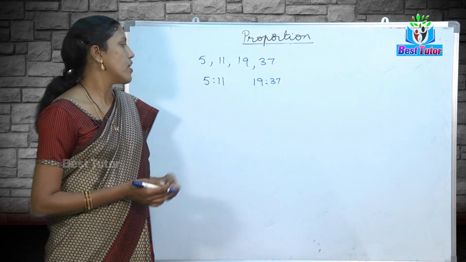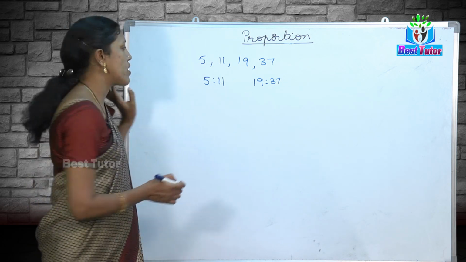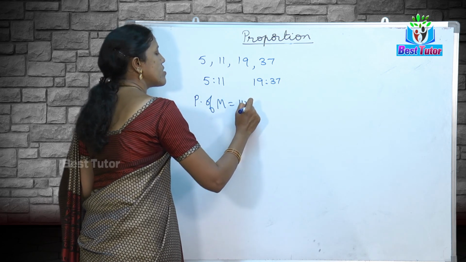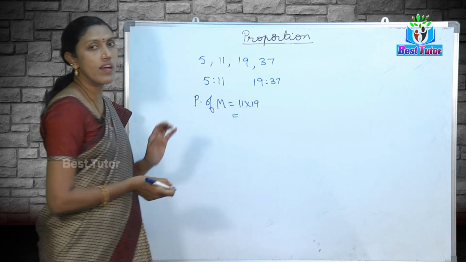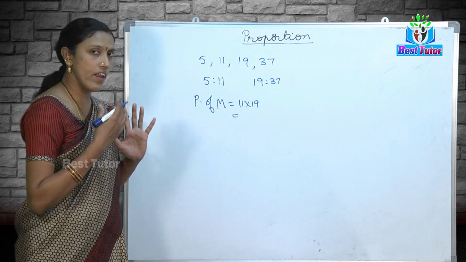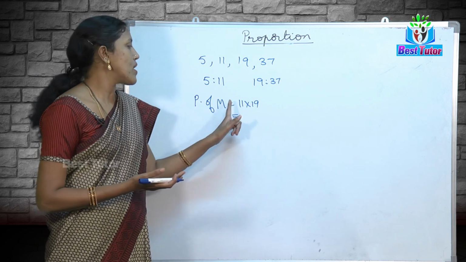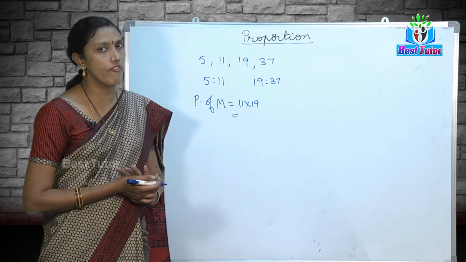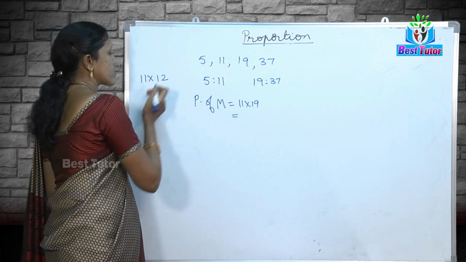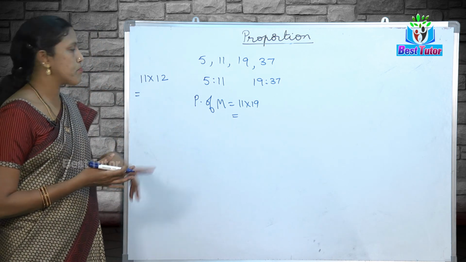How do we decide? If the product of means is equal to product of extremes, then they will be equal. What will be the product of means here? Product of means is 11 into 19. How do I multiply 11 into 19? Here I would like to add one point. Multiplication of any number with how many ever digits with 11 is going to be very simple if we follow one simple rule here.